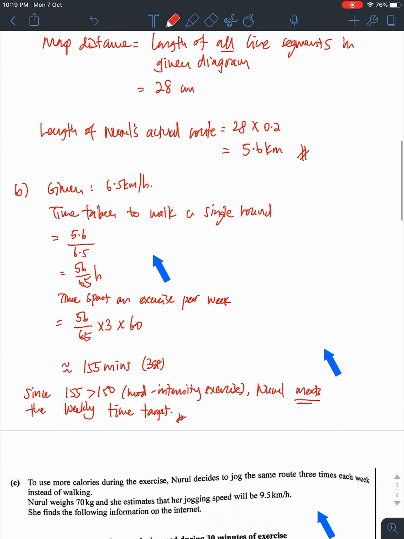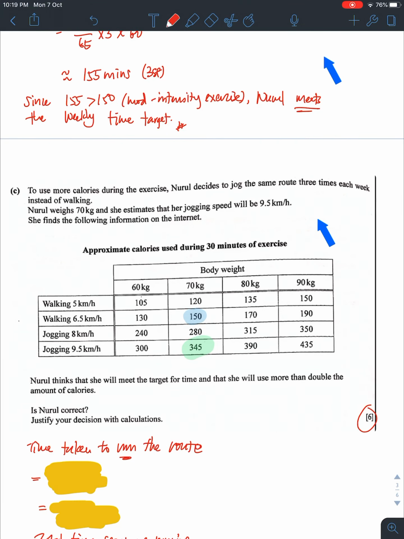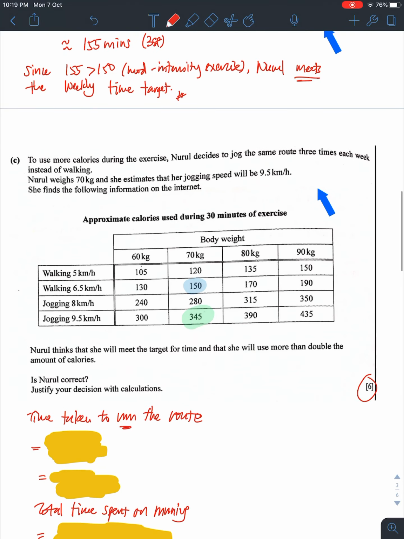Okay, so now let's look at part C. Part C is 6 marks. The first 4 marks are given to parts A and B. So for this question you are expected to show a little bit more working in order to get your full credit. But don't be deterred by the marks. You should be trying your best to do as many parts as you can for the question.